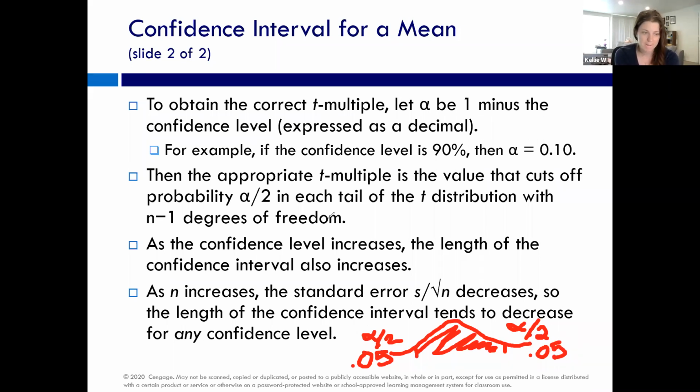freedom. The more that our confidence level increases, the greater the length of the confidence interval. So if we want to go up to 99%, we're just including more in here. And as n increases, the standard error decreases. So that tends to shrink the confidence interval.